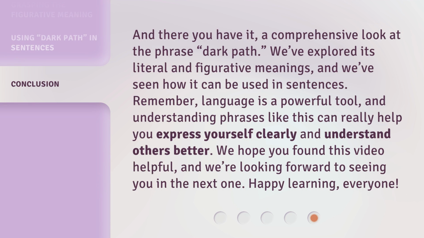And there you have it, a comprehensive look at the phrase, dark path. We've explored its literal and figurative meanings, and we've seen how it can be used in sentences. Remember, language is a powerful tool, and understanding phrases like this can really help you express yourself clearly and understand others better.